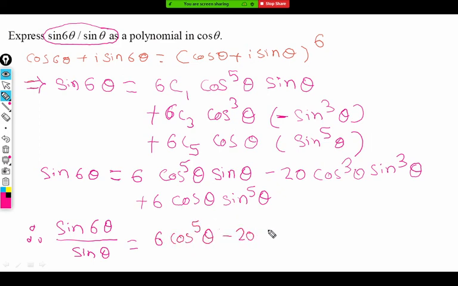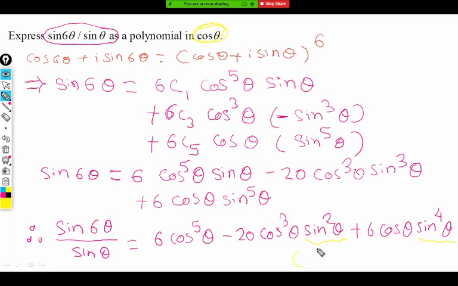minus 20 times cos cube theta into sin square theta plus 6 times cos theta into sin raised to 4 theta. That is the value of sin 6 theta upon sin theta, but we want the answer in terms of cos theta only. So what should be the last step? The last step, we have to replace these values and do a multiplication.